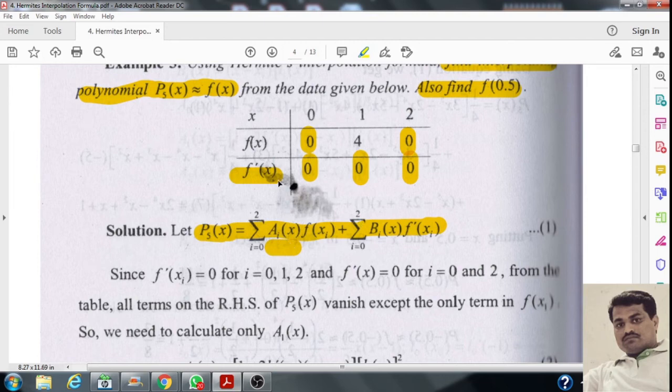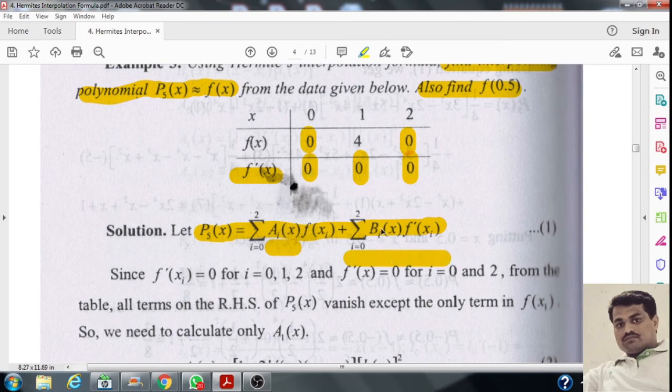Also in the second summation, f dash of x0, f dash of x1, f dash of x2 are all 0. Ultimately this second term will be 0 because f dash of x0, the first value, is 0.